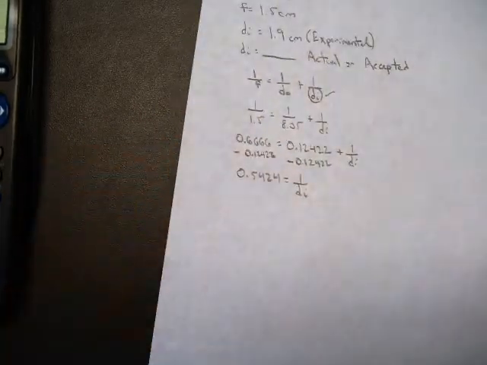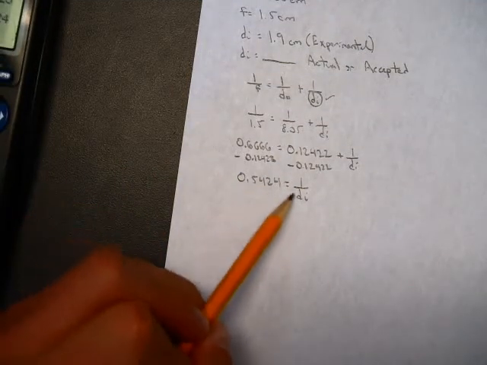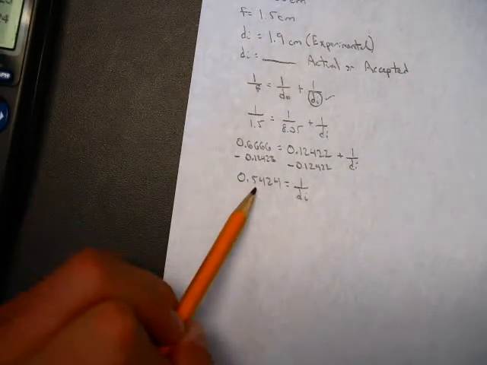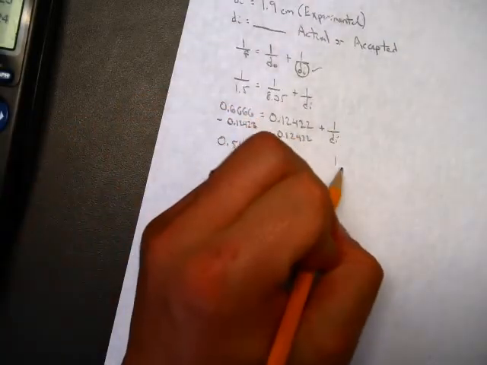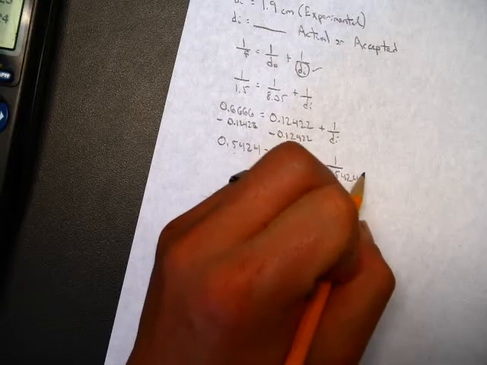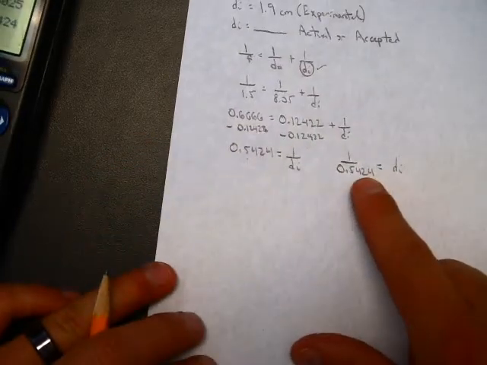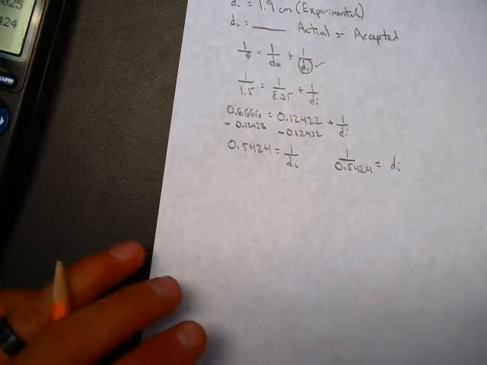Now, here's the shortcut. I want to get DI by itself. I can just move this with 1 divided by this number here. That's the shortcut. 1 divided by 0.5424 equals DI. That's the shortcut. If you just want to memorize that, you can, but here's how it actually works algebraically.